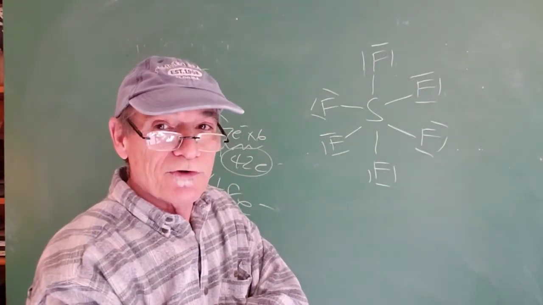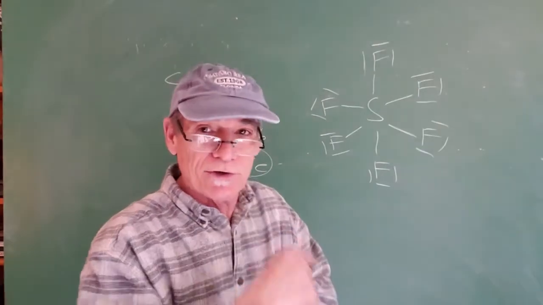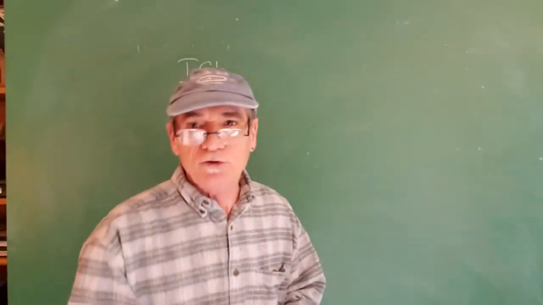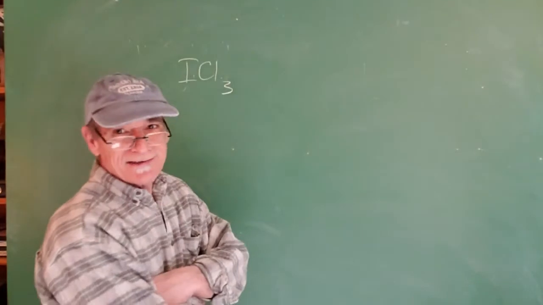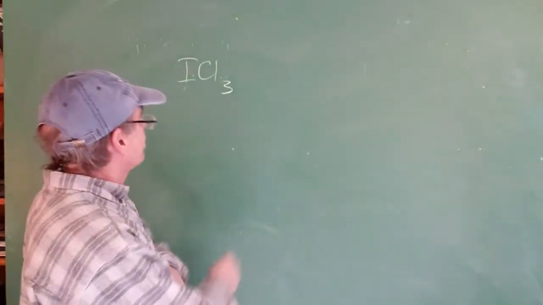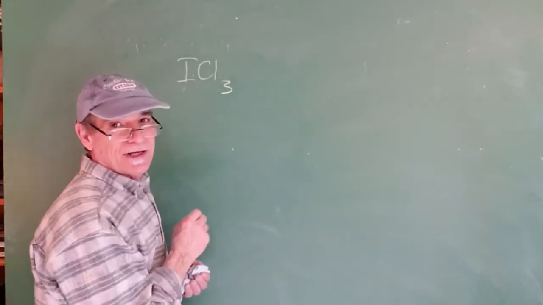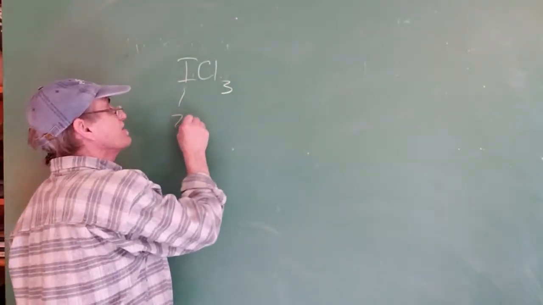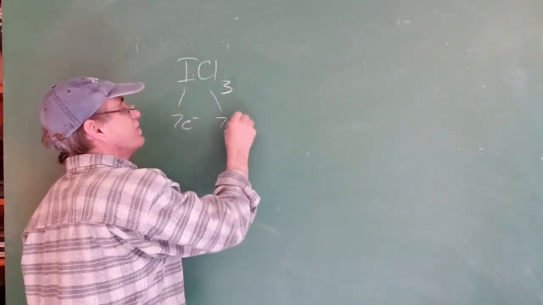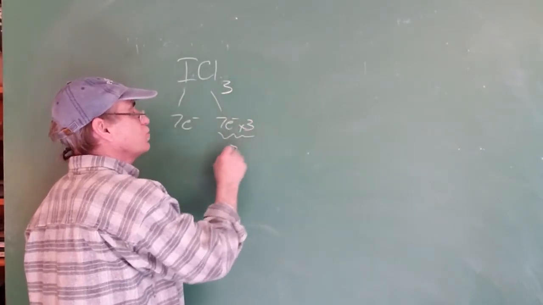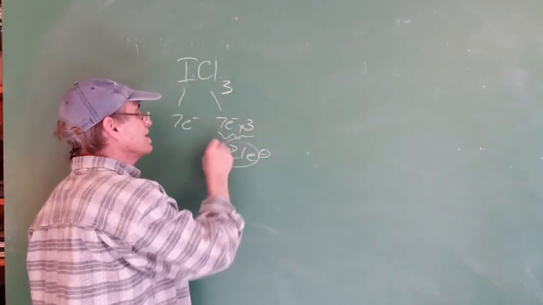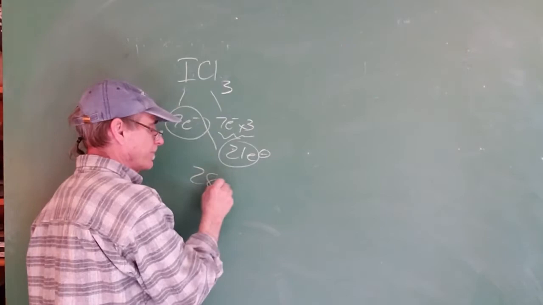Now, I want to do one more that's a little bit more complex. So let me get rid of this one. Here's one that was in your pre-lab, ICl3. There's nothing really odd about this one other than the fact that we have an abundance of electrons in this picture. Iodine's got 7, each chlorine's got 7, there's 3 of them. That's 21. This thing's got 28 electrons in the picture.